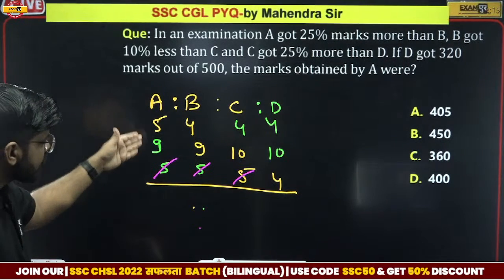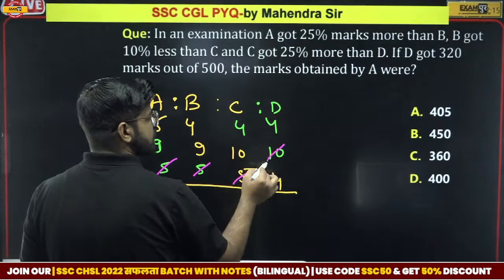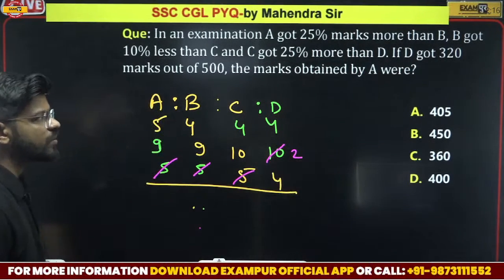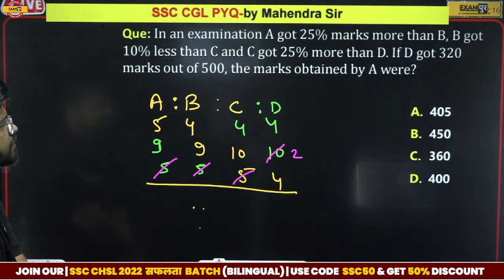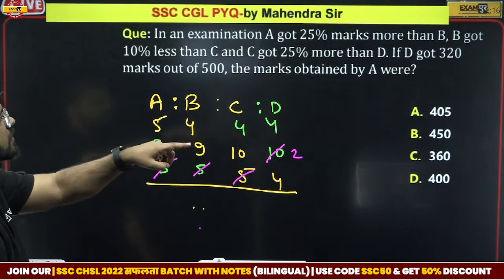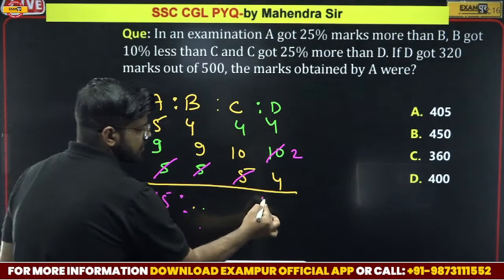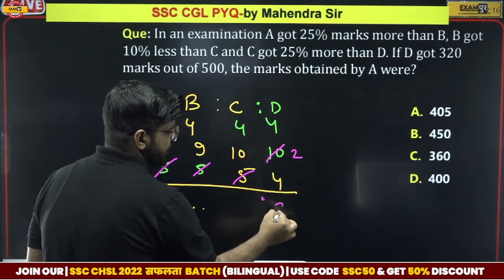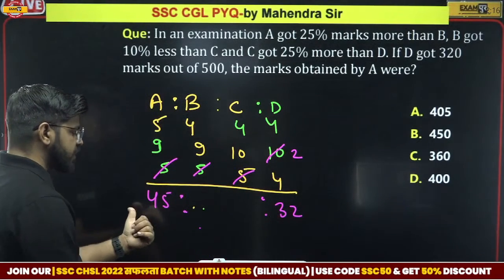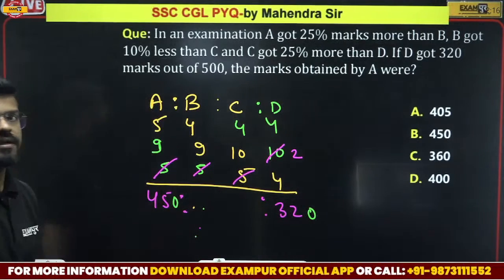This is in the multiplication, so this will get cancelled out 2 times. Now what is the question saying? If D got 320 marks, then what are the marks of A? So if A is 45, D is what? 6 6 4 4 16, 32. If it is 32, it is 45. But the question is saying no, it is not 32, it is 320. So it is 450.